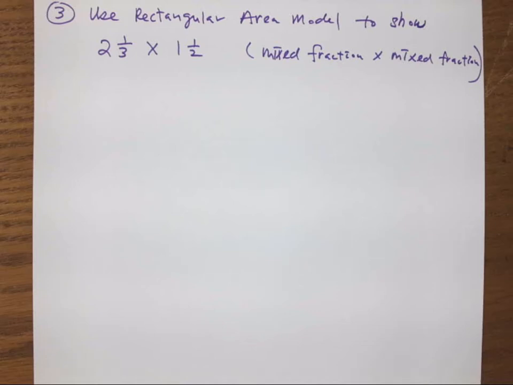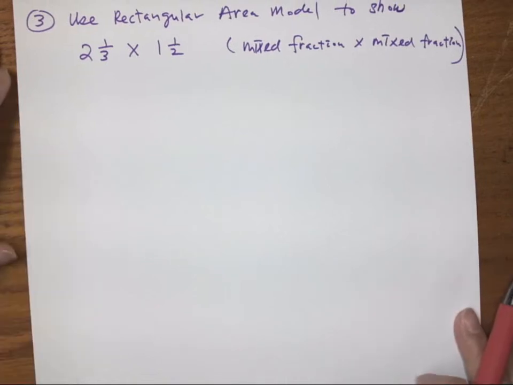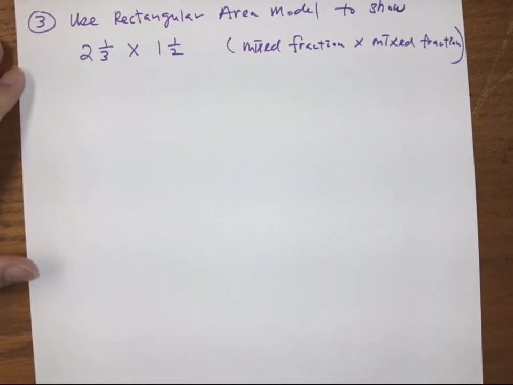Okay, the next videos we're going to use the rectangular area model to show a mixed fraction multiplied by another mixed fraction. For this one, if you try to do it by repeated addition, it could be really confusing. So we're going to do that with the rectangular area model. So let's see, do we know which number represents going down how many units?